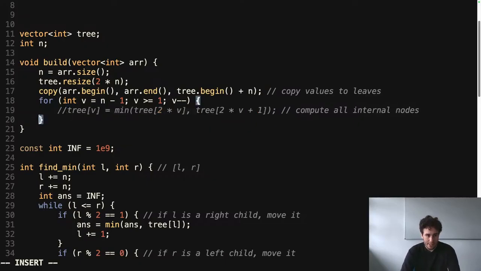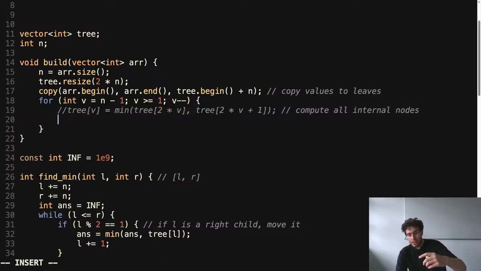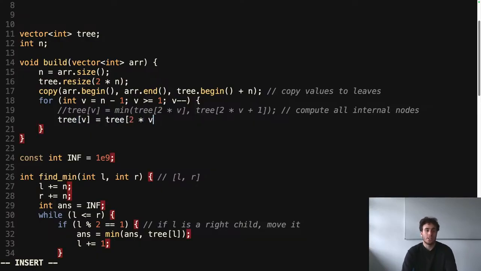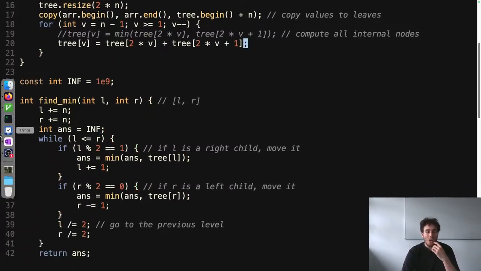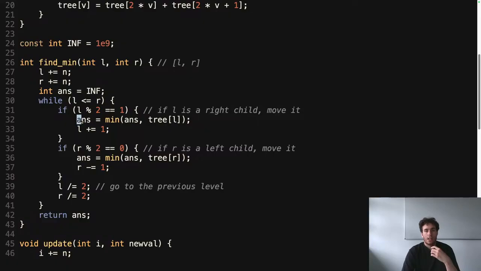Now let's look at this. Here I compute an internal vertex value as the minimum of two children. If I want to compute sum on a segment, instead of minimum of two children, I'm going to have sum of two children. So it's going to be t[2v] plus t[2v+1]. Right? Now, what about here? When I update, I need to do the same thing.